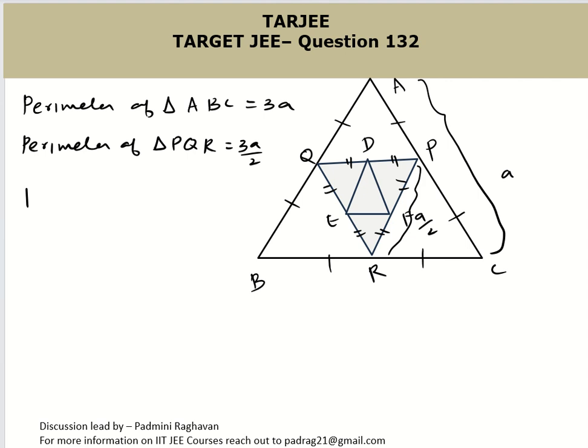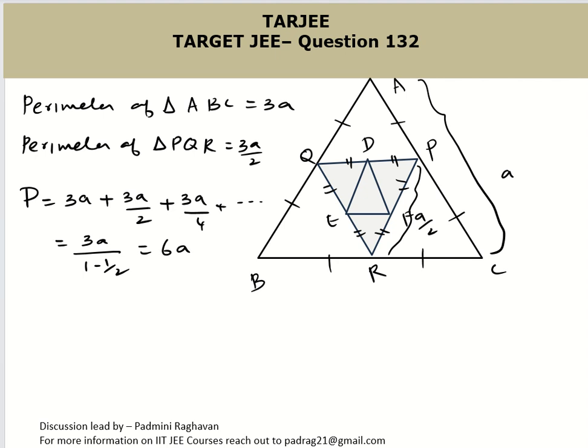So the sum of the perimeters, which is denoted by capital P, is equal to the perimeter of triangle ABC plus the perimeter of triangle PQR plus the perimeter of triangle DEF, that is going to be 3A by 4, and so on. So we'll have a triangle inside, another triangle inside. The process continues indefinitely. This is nothing but an infinite GP with the first term as 3A and the common ratio as half. Sum of infinite terms is equal to first term divided by 1 minus common ratio. So 3A divided by 1 minus half, which is equal to 3A by half, which is equal to 6A.